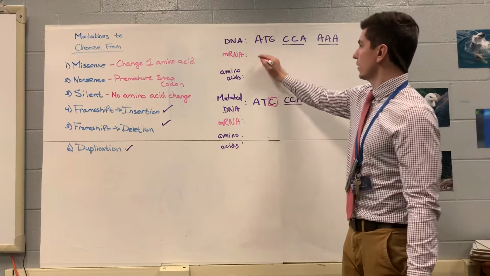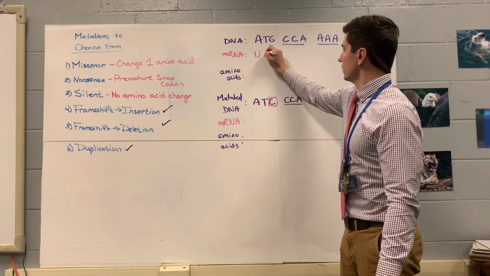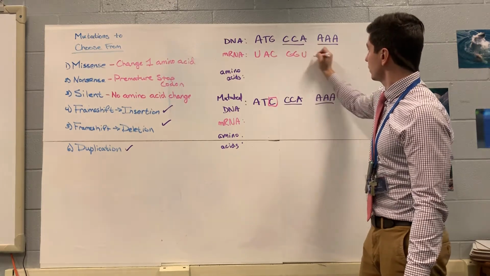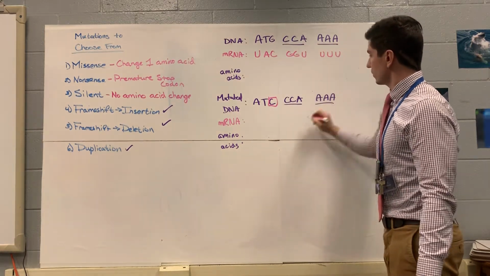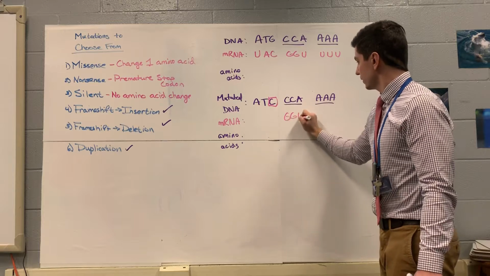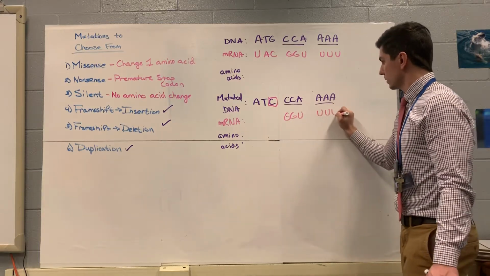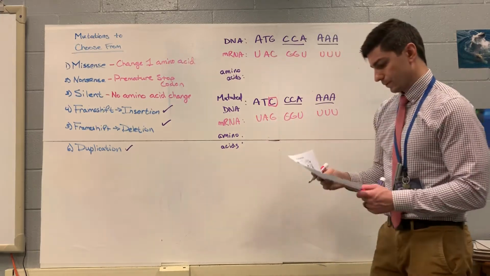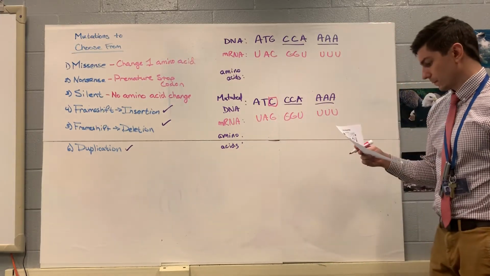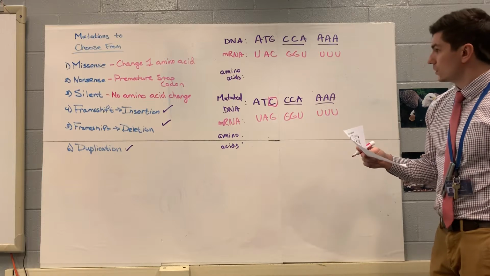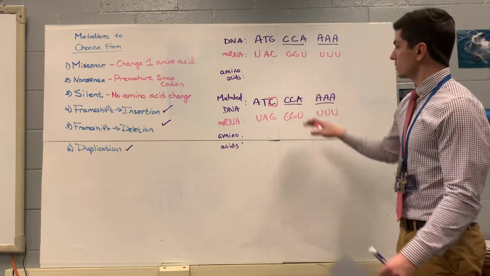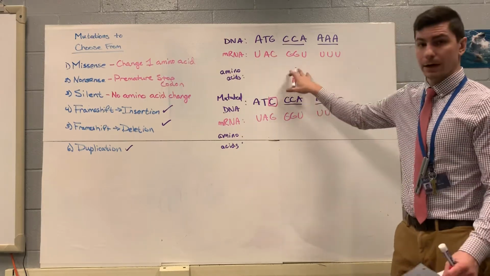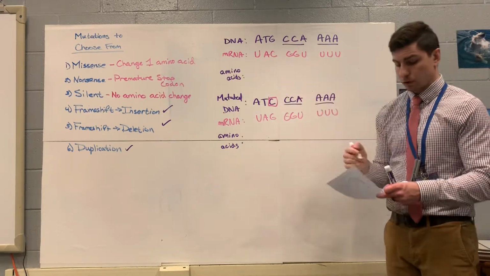So let's go to our mRNA first. It's going to be U, A, C, G, G, U. These two will be the same here, these two codons, and then it'll be U, A, G. Okay. All right. So for this one, guys, I have my mRNA up here. Everything's good there. So let's go to our amino acids.